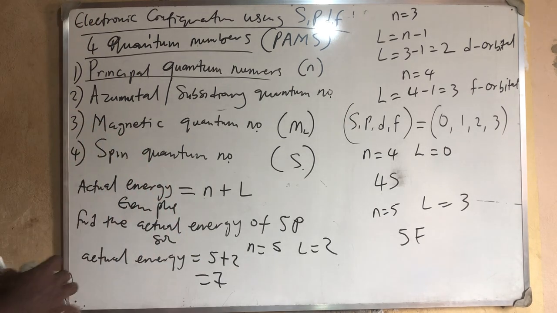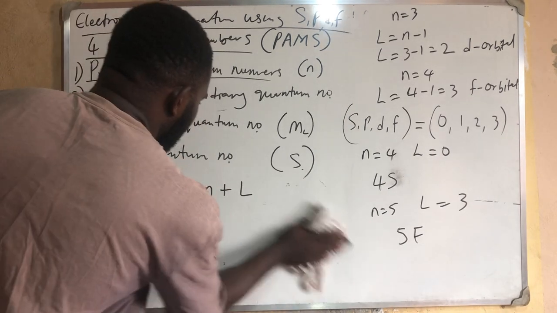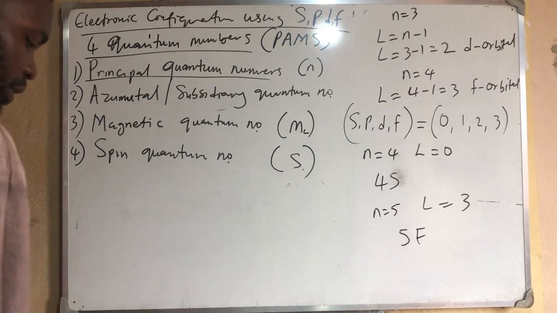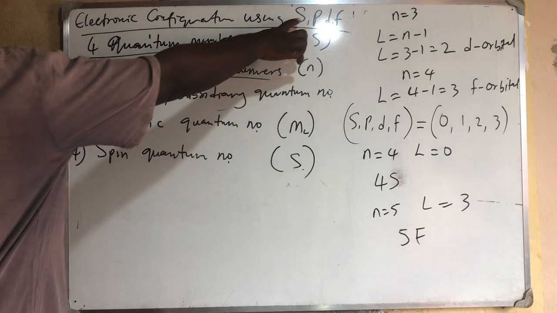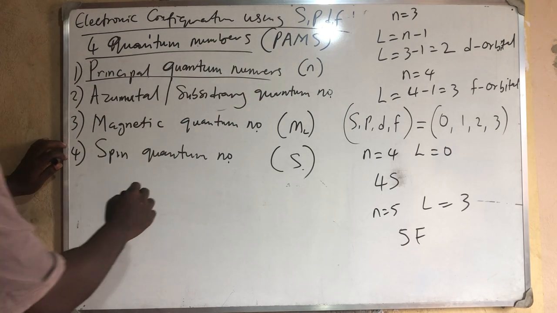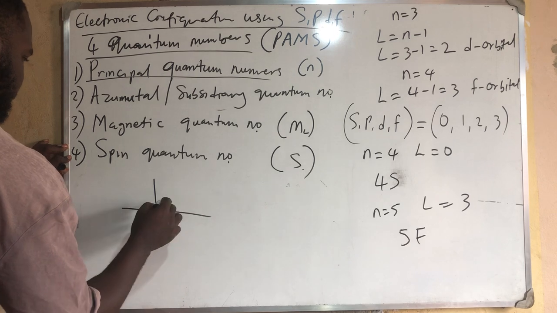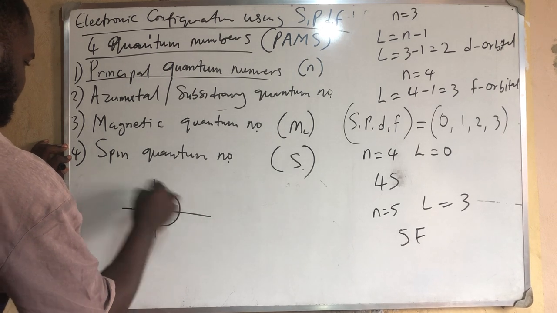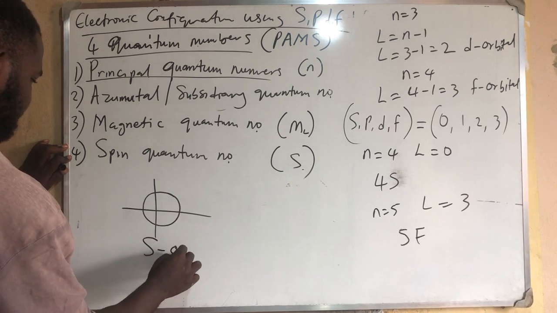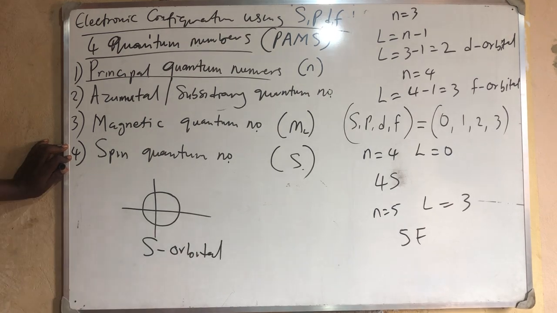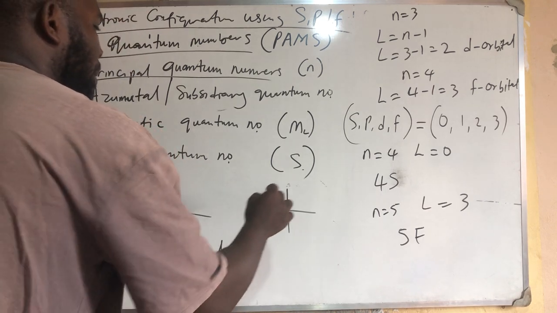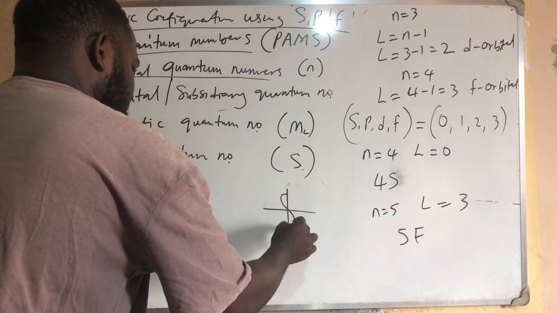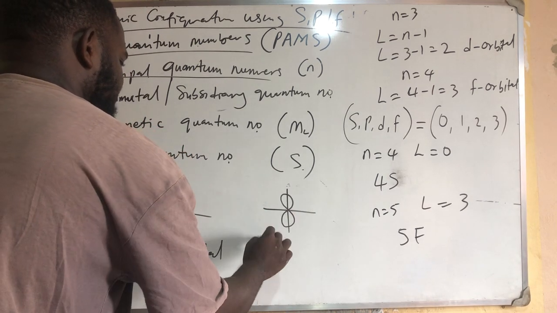So another thing that the azimuthal quantum number helps us to know is the shape of your SPDF orbitals. The shape of the S orbital is spherical in nature. We have a sphere like this. This is my S orbital. While my P orbital is a dumbbell. It's a dumbbell shape. So this is my P orbital.